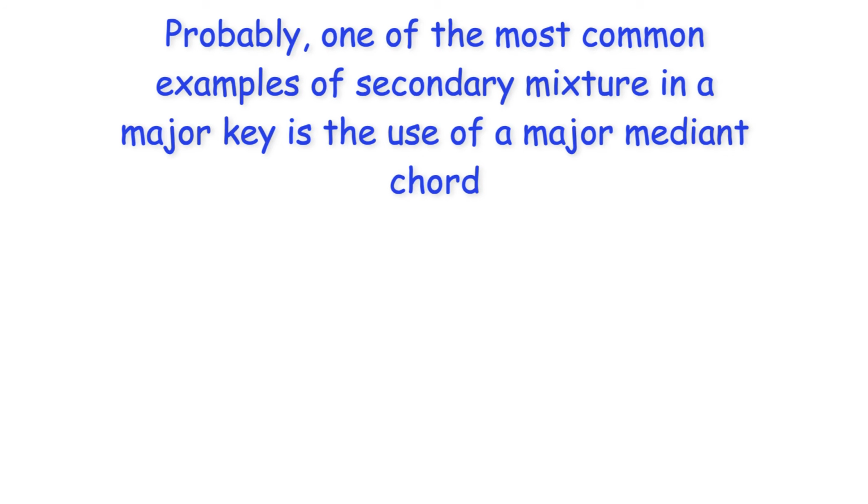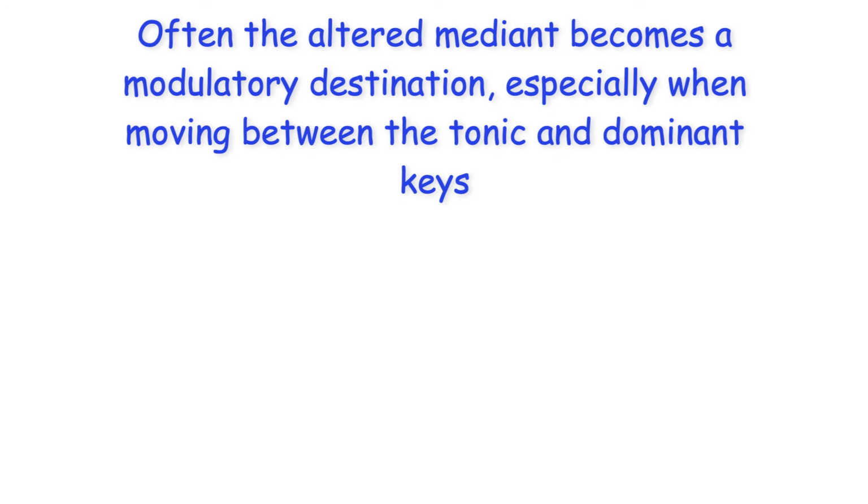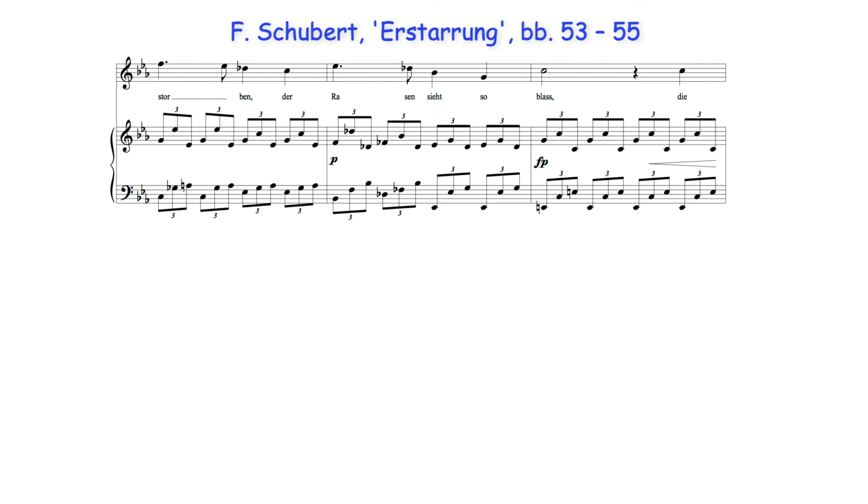Probably one of the most common examples of secondary mixture in a major key is the use of a major mediant chord. Composers began introducing a major mediant to provide greater contrast between it and the tonic and dominant chords. Often the altered mediant becomes a modulatory destination, especially when moving between the tonic and dominant keys. Although not used here for modulation, in this example Schubert uses a major mediant chord in the key of A flat major to colour the word pale.